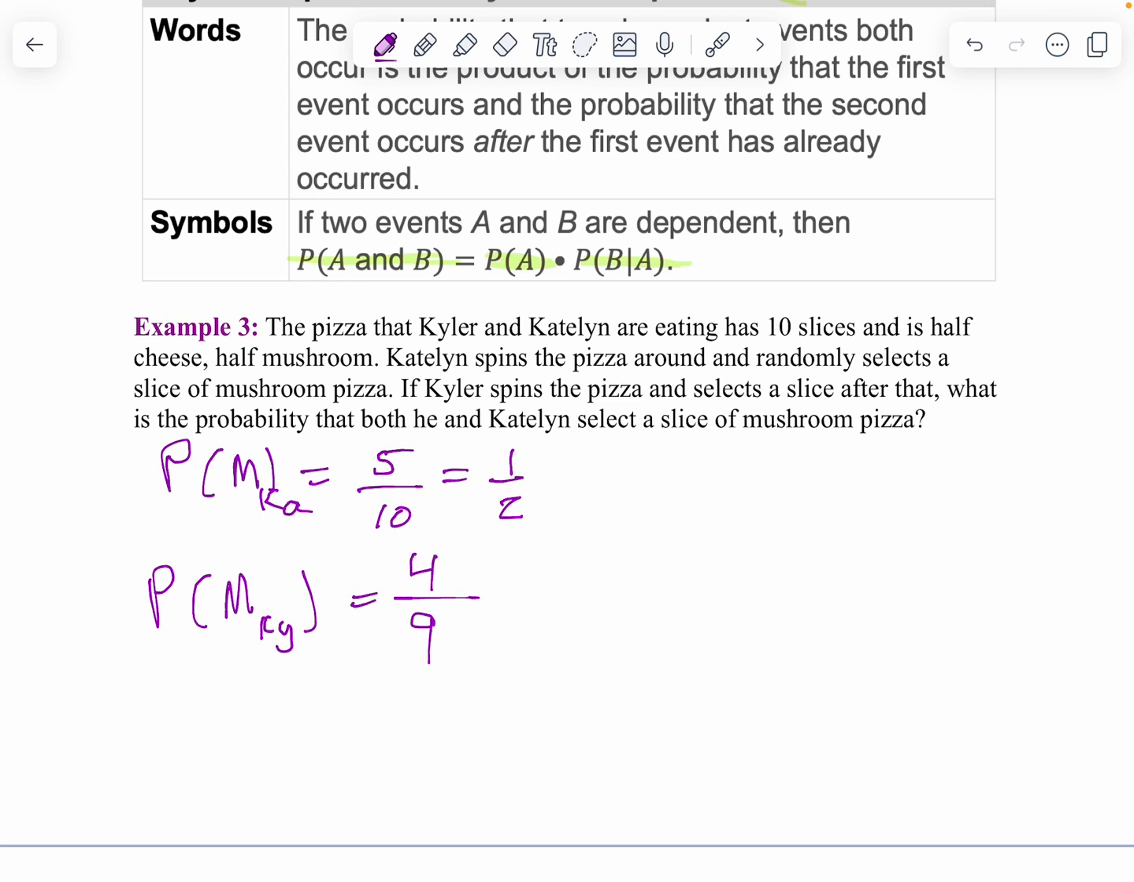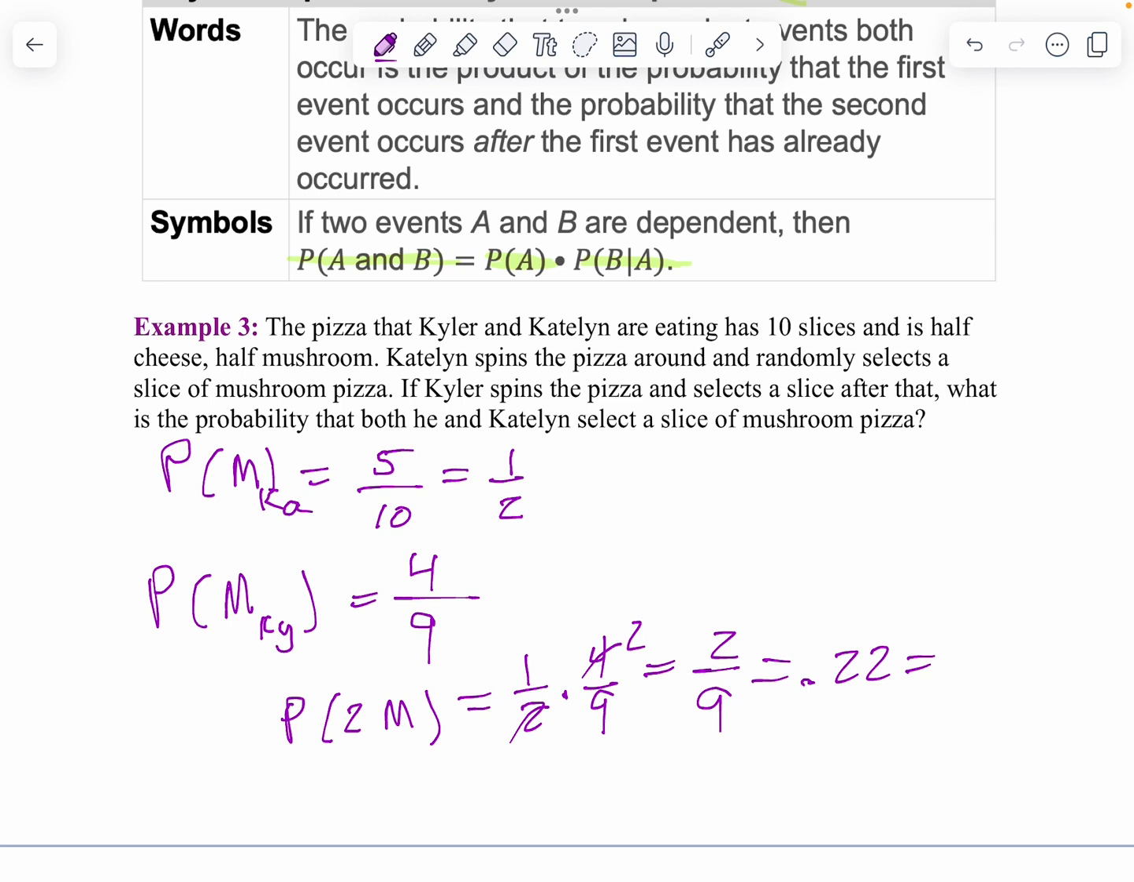So to find the probability, we are going to multiply them together. So the probability that we get 2 mushroom slices would be 1/2 times 4/9. Well, let me see. 2 goes into 4 2 times, so we get 2 out of 9, or 0.22, or 22%. I don't care how you write it. Write it one of those ways. And that's what we're going to do there.